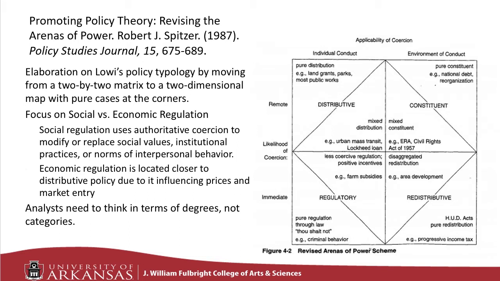The contribution of this framework is that it is different from Lowy's policy typology matrix in a subtle yet telling way. It is not a matrix so much as it is a two-dimensional map with pure cases at the corners and mixed cases near the middle. As a result, there is less coercion in the middle of the mapping and more coercion occurring towards the extreme corners. Spitzer argues that this difference is most pronounced in the regulatory part of the matrix.